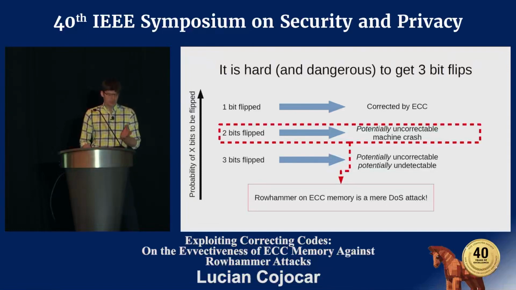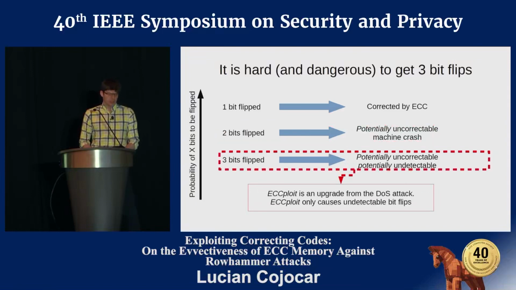And this is our baseline. So the ECC exploit comes in place and upgrades this denial of service attack to a powerful attack. We managed to cause undetectable bit flips. Thus, these are silent error corruption, silent memory corruption. So this is what the ECC exploit does.